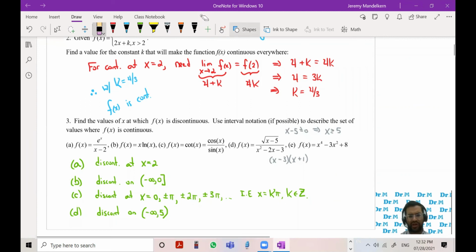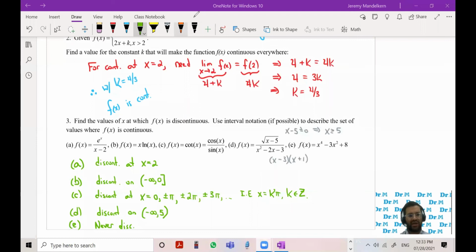Now, for part E, we have a function which is just a polynomial function. And what could be nicer than a polynomial function? This is nowhere or never discontinuous. At no place is it discontinuous. Polynomial functions are continuous on their entire domains, which is the whole set of real numbers. Now, we were told to use interval notation if possible to describe the set of values where we're continuous. So let's try to do that here.